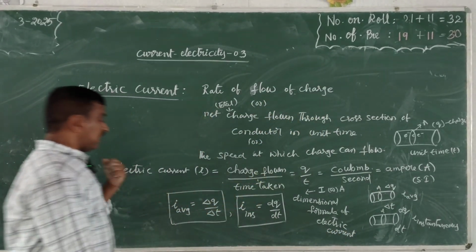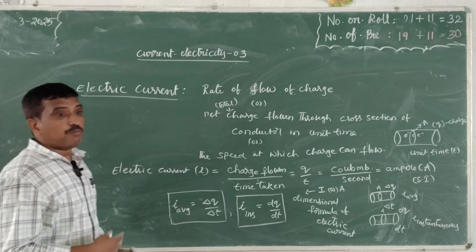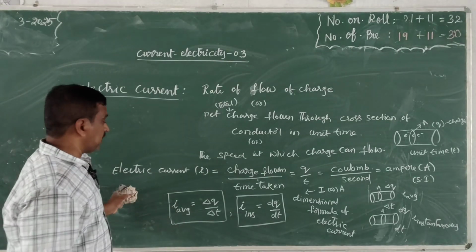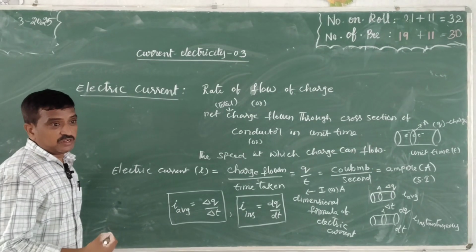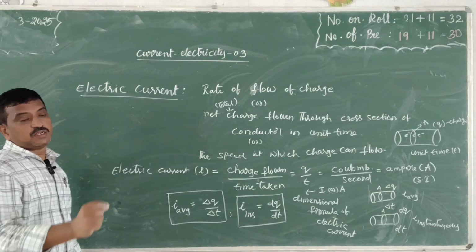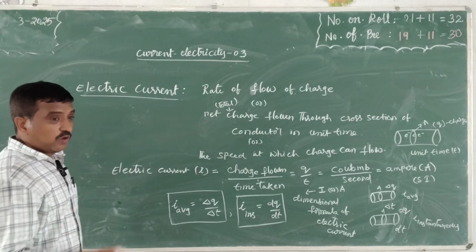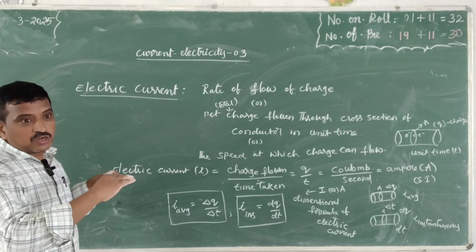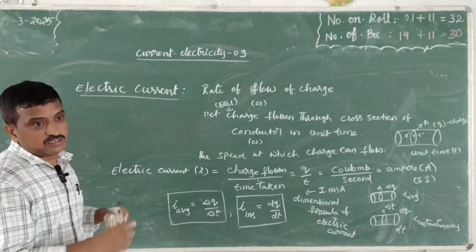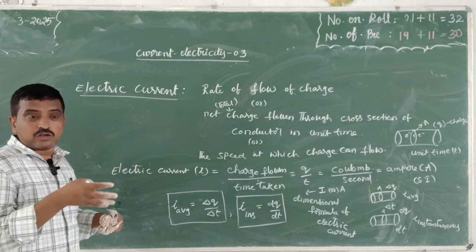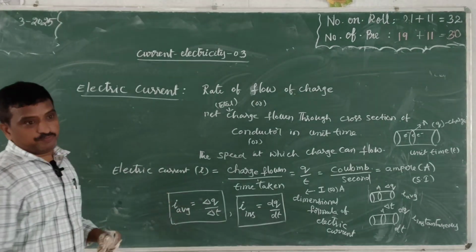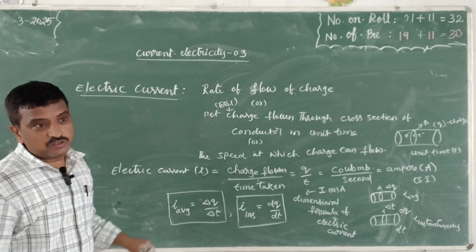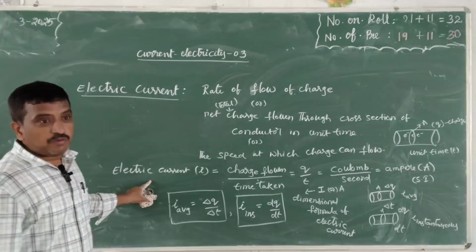How do we measure this electric current? By using an ammeter. It is the device used to measure electric current. It is always connected in series in the circuit. Why? In series, current is the same. In a series connection, whether capacitors, inductors or resistors, the current is the same. That's why it is always connected in series, so it measures the electric current.